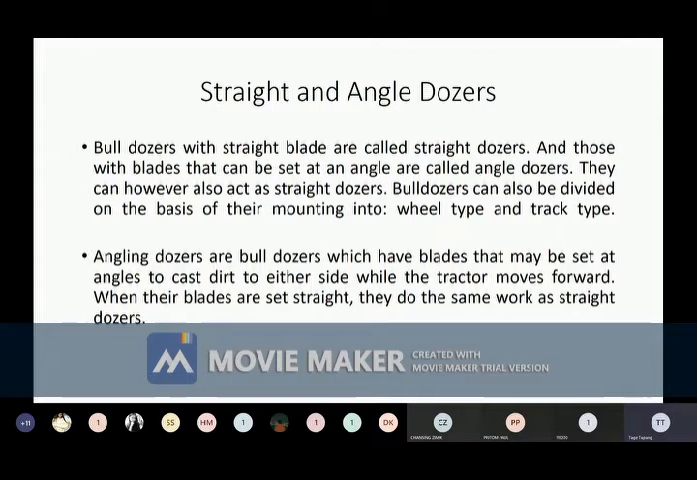However, we can also divide bulldozers with respect to their mounting, means whether they are mounted on wheels or on tracks. So that is basically what we have seen as the difference between track type and wheel type tractor. If the tractor has a dozer blade mounted on it, it will become a bulldozer tractor. Angling dozers are bulldozers which have blades that may be set at an angle to cast dirt to either side while the tractor moves forward. It means you want to throw the dirt on one side while moving forward. In such cases, we can make use of angle dozers.